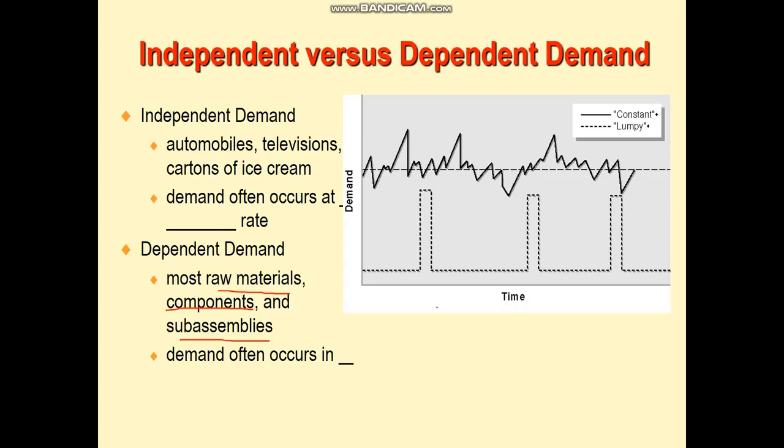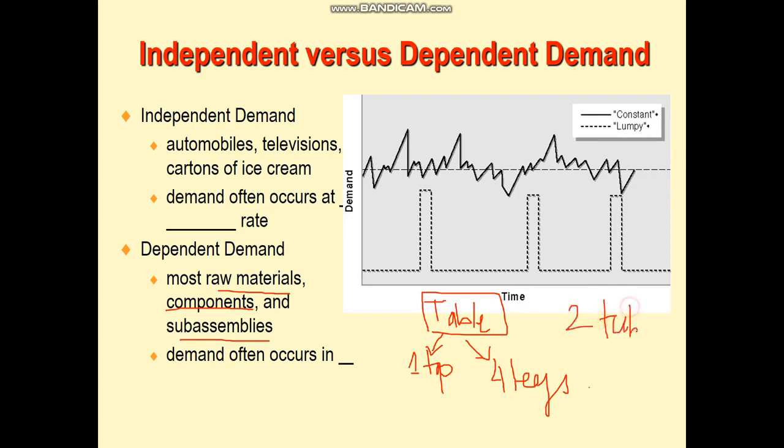I give you an example, a table. Let's say a table. So to construct a table, what do we need? We need one top, right? And 4 legs, for example. So which one is independent demand and which one is dependent demand? So for example, I want 2 tables. The order is 2 tables.